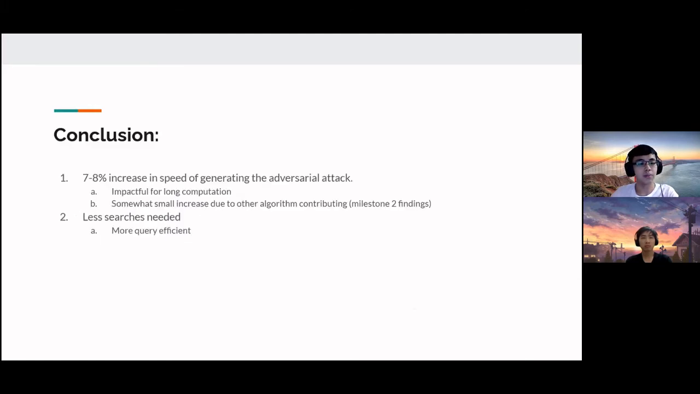So in conclusion, we have found that using the exponential search, we will have a 7 to 8% increase in the speed of generating the attack. This is very impactful for long computation, especially in generating adversarial attacks, since an attack can take from 6 minutes to over an hour, depending on the model used, as well as the variation of the algorithm used.